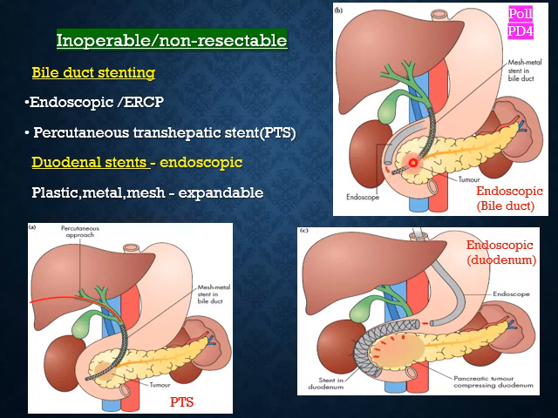So endoscopic stenting. For duodenal strictures caused by the tumor, the stenting of the duodenum is usually done by endoscopic method. Okay, and there are a lot of new developments in the stents. Usually they can be plastic, metal, or mesh, and most of these newer mesh stents are expandable. Once you place it, it becomes expandable, thereby dilating the lumen of the duodenum or bile duct.